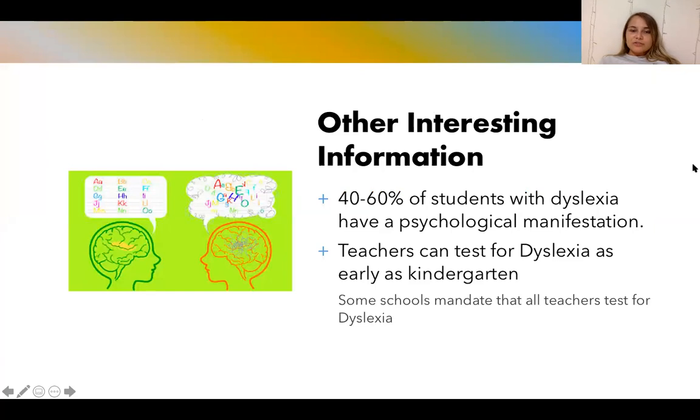Finally, what I found to be interesting was the 40 to 60% of students having the psychological manifestations, as mentioned earlier. I don't know why, but I didn't really consider that. And it makes so much sense. Being anxious to have to read aloud, or feeling maybe even a little bit isolated from your peers, could definitely bring on some of those psychological manifestations in general. So that definitely makes sense.